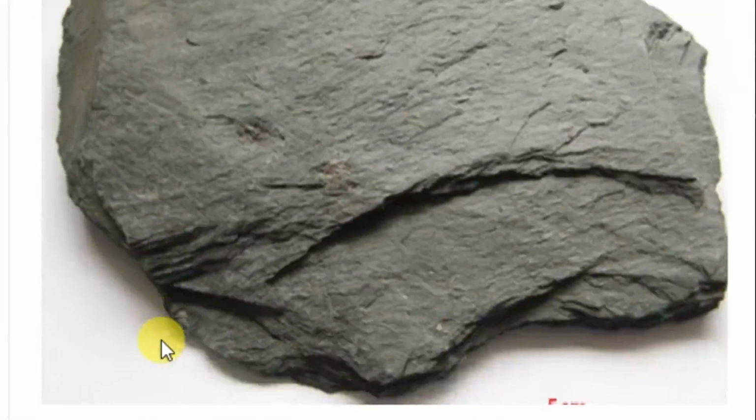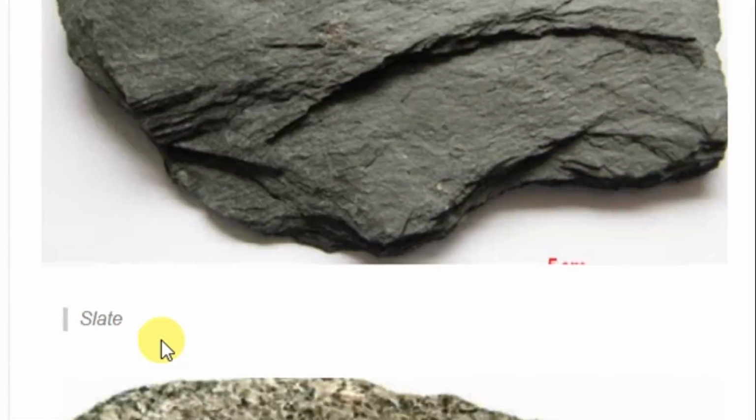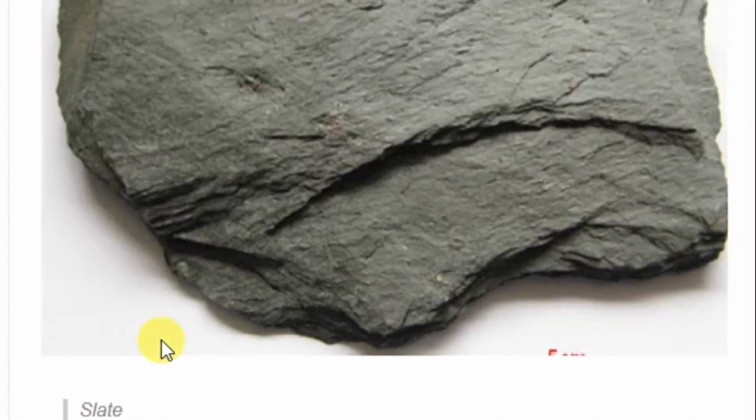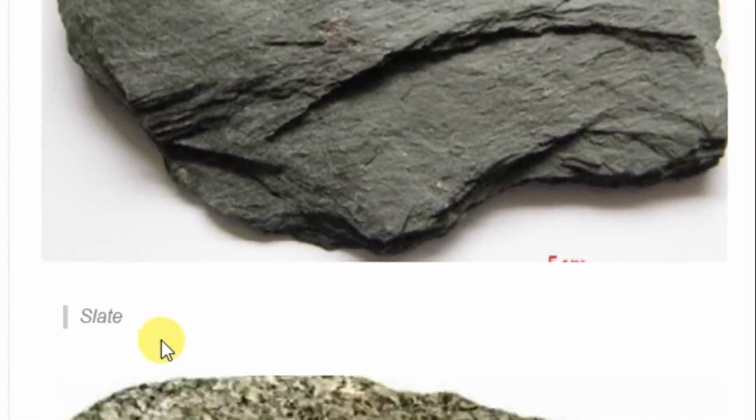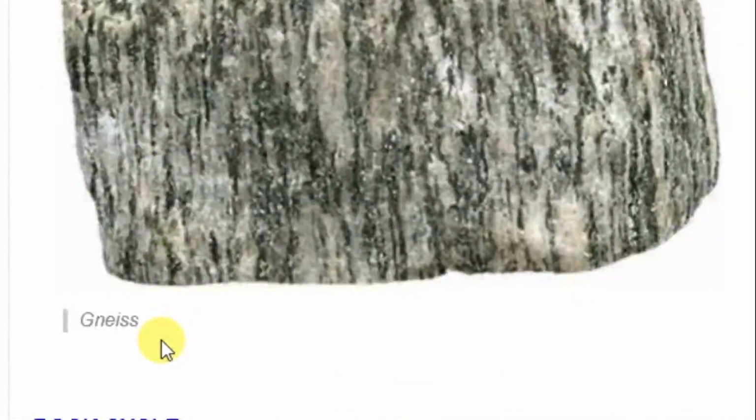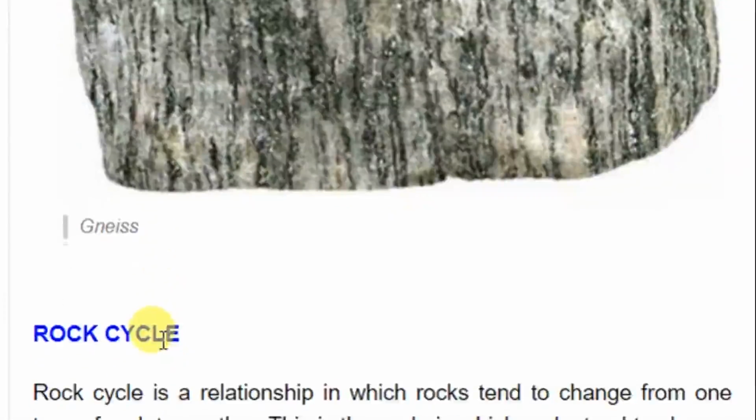Unaweza kuona examples of metamorphic rock. We have slate like this one. Then we have gneiss like this one, which is another example of metamorphic rock.